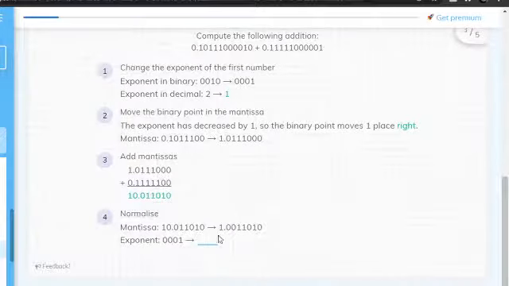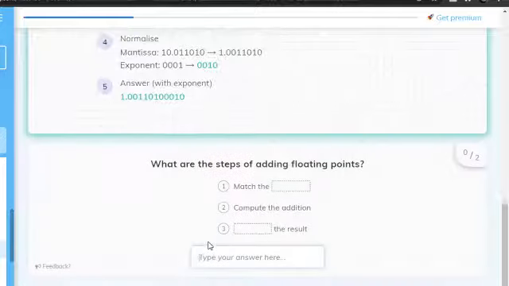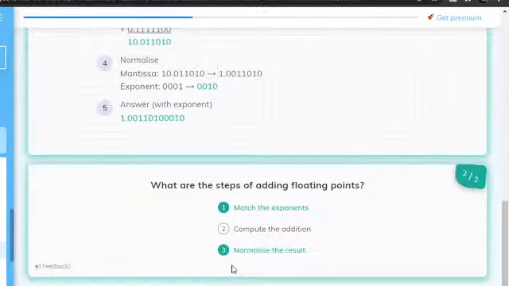So then we normalize it. Wait, why have we done that? I thought it was a positive number. But they've kind of fully got rid of the rules. That's what they've done. So the answer with exponent is apparently that. Beautiful. So what are the steps? Match the exponent, combine the addition, and then normalize the result.